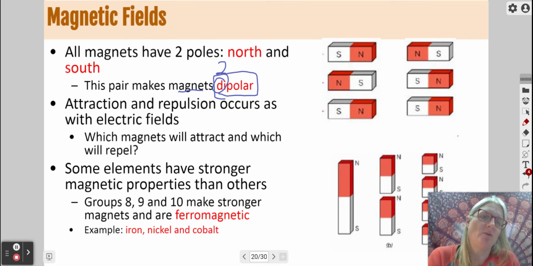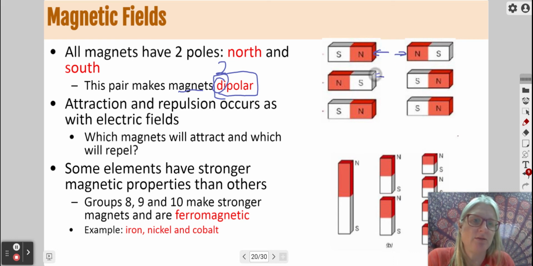So you probably played with magnets before. What happens when you put north and north together? They don't like each other, right? They repel. Same idea with south and south. Like does not like like. Similar things don't like each other. Opposites, though, they attract. So north and south are attracting.